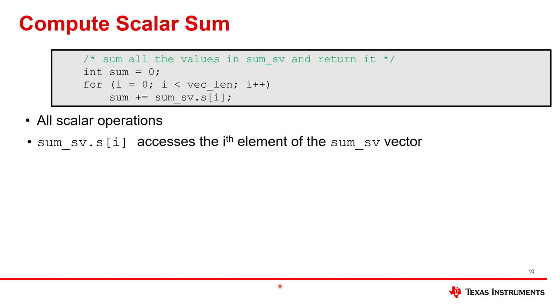The last part is computing the scalar sum. This is all ordinary C code, the sort of thing that we've all seen many times. The only thing unusual worth pointing out is this .s sub I syntax. That's how you access the ith element of the sum SV vector. I actually introduced that syntax in the first video on vectors.